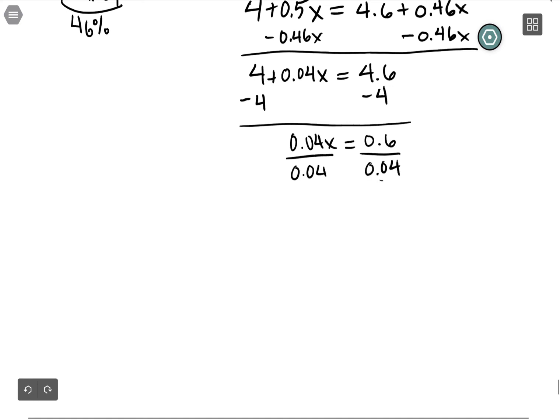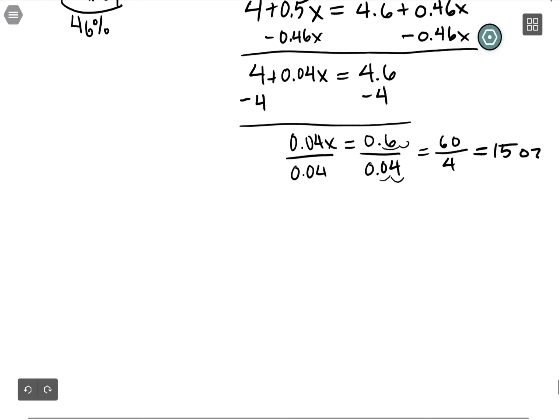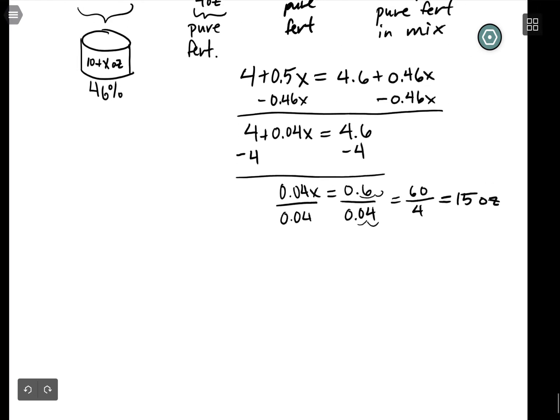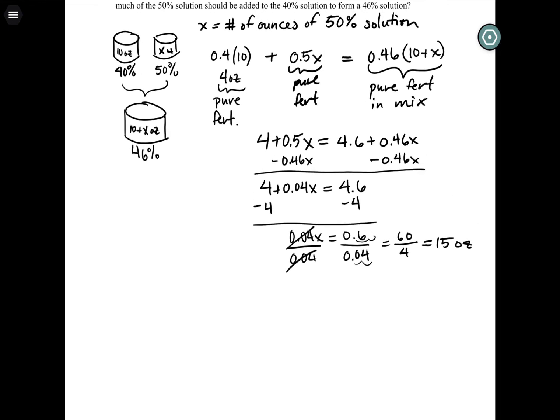Okay, let's see. Let's move that decimal over twice. So we get 60 over 4. You could think of that as multiplying top and bottom by 100, which is what, 15? So 15. And again, think about what your answer means. That's the value of x. x is equal to 15 ounces. x was the amount of 50% fertilizer that we add if we want to bring the percentage up to 46.